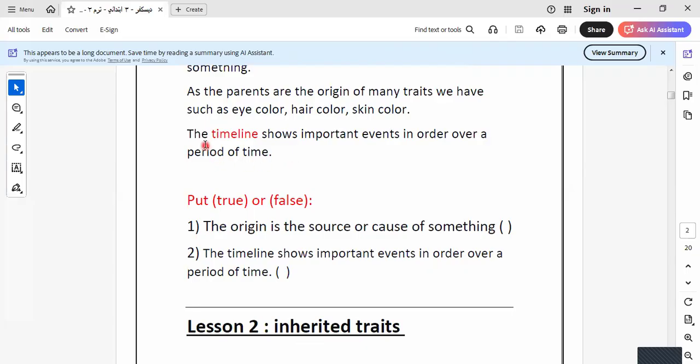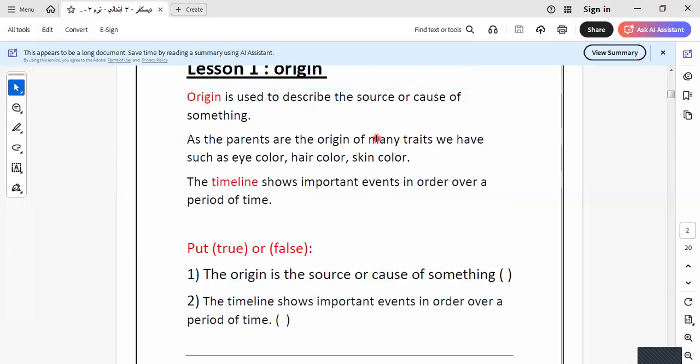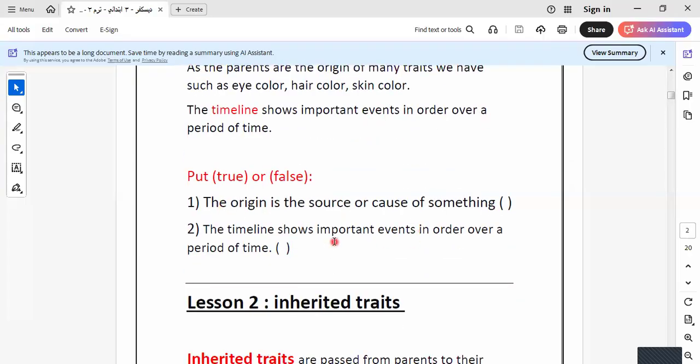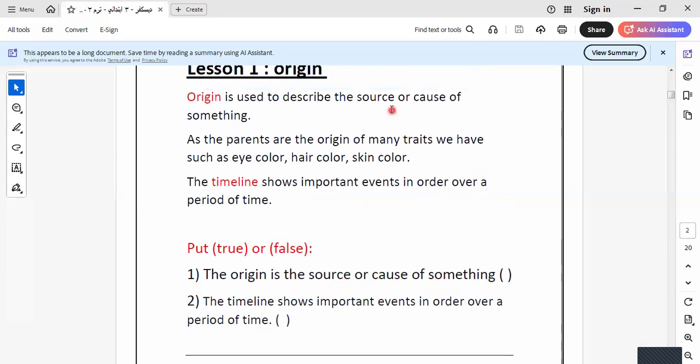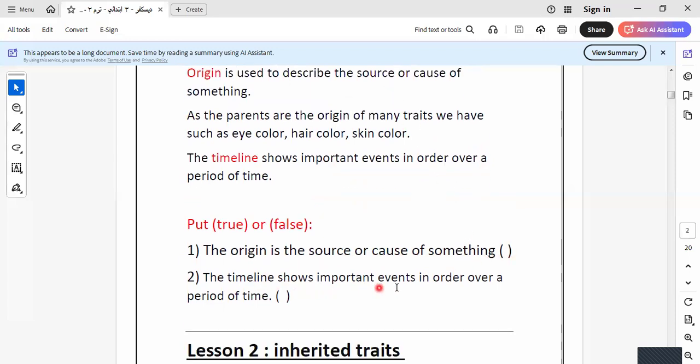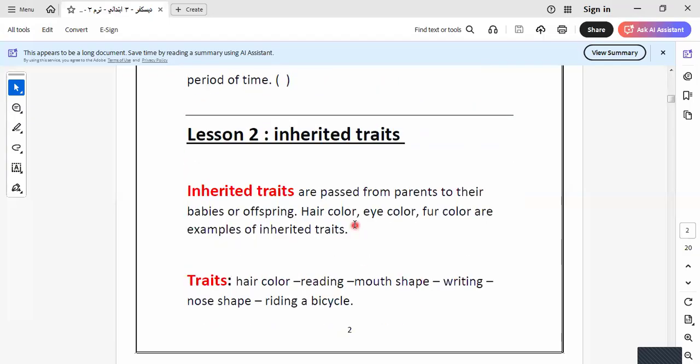Here we say the timeline shows important events in order over a period of time. So in this part, we learn this topic, and we have questions to practice what we learned. The origin is the source or cause of something. Is it right or wrong? Yes, it's right. The timeline shows important events in order over a period of time. Yes, this is correct.